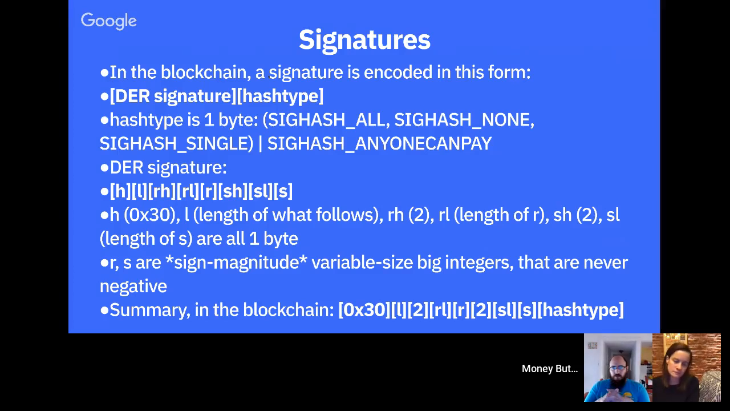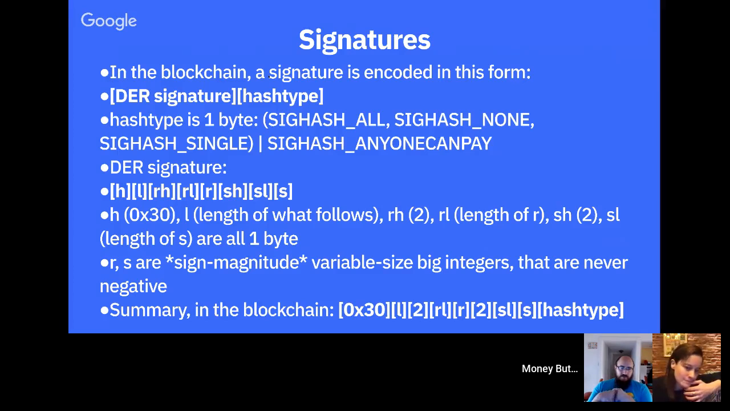Again, we covered this in the presentation yesterday, so we'll provide a link, and if you don't want to have this glossed over, we discussed it in detail yesterday. They're sign-magnitude, variable-sized big integers that are never negative. It matters because the sign magnitude can cause there to be an extra byte sometimes if the most significant bit is set. Because it's sign magnitude and it's not negative, you actually need another byte. So it's just kind of complicated, and that's just what OpenSSL did. And so there are a number of different header bytes and length bytes.